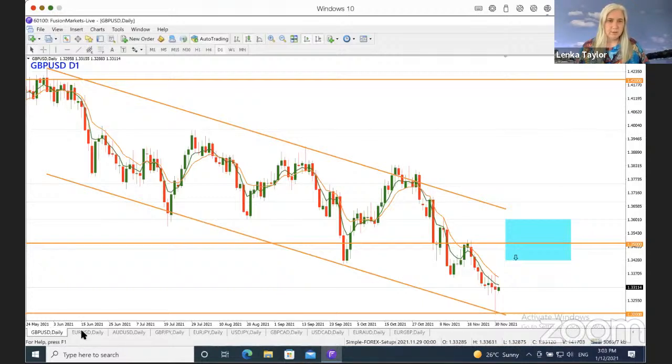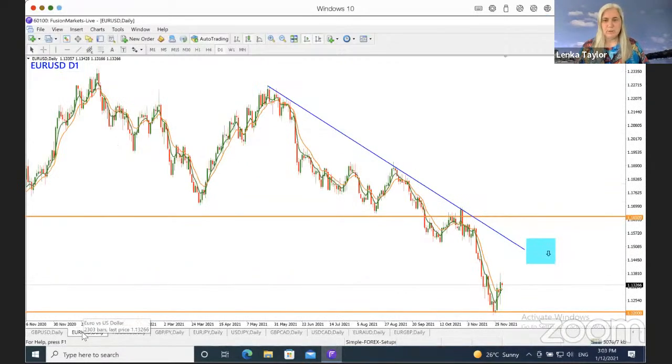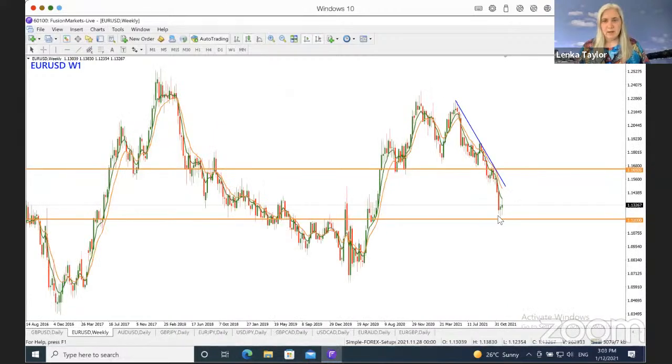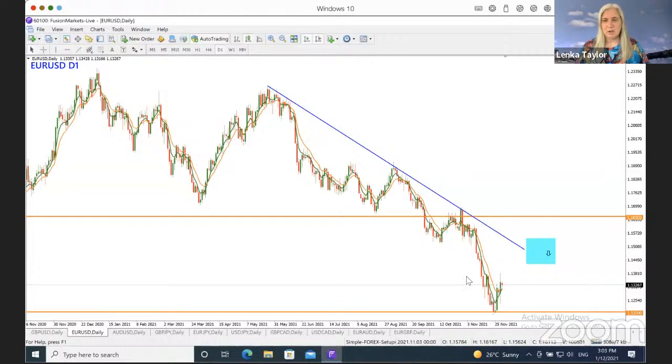Next currency pair I'm going to have a look at is EURUSD. And on EURUSD, I'm also looking for a short. So on the weekly, we're now at the bottom. So I'm looking for pullback anywhere to the trend line or to the horizontal. And then at that time, I will look for a reversal in terms of the price action. And if there is a reversal, I will take a short trade.